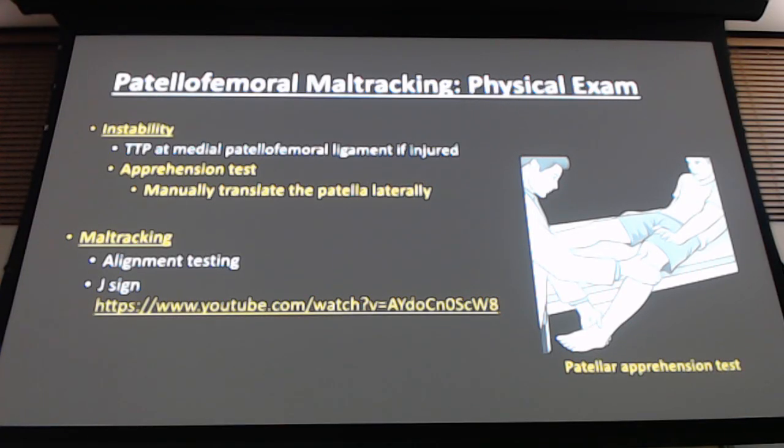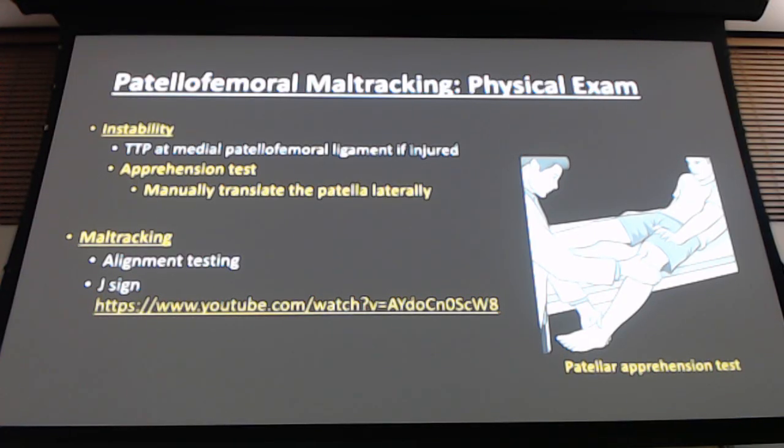But if you are flexing and extending the knee, and you're seeing the kneecap, the patella, going in and out of that groove laterally, correct? And that popping sensation, then that is a positive J sign. Are we good with that?